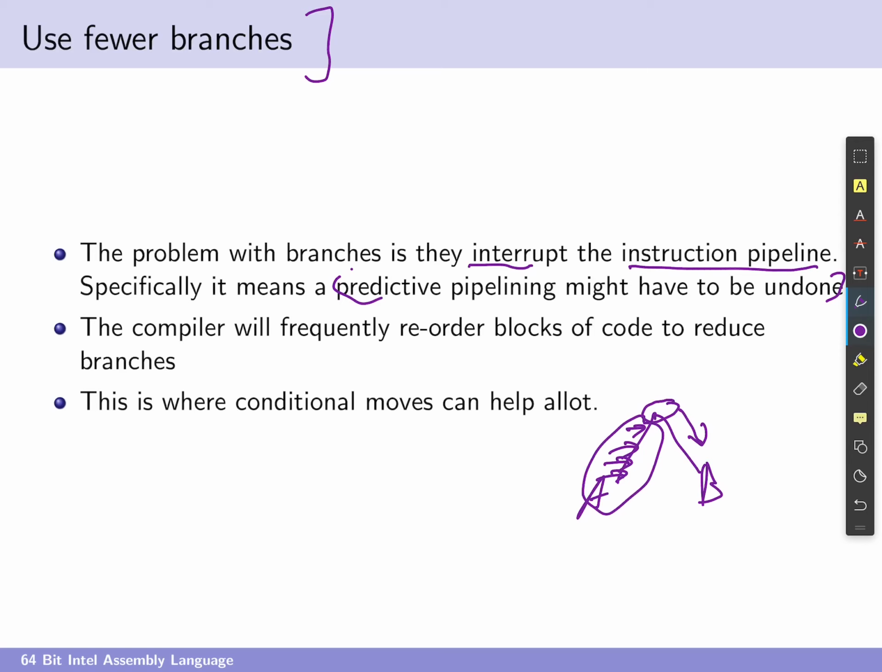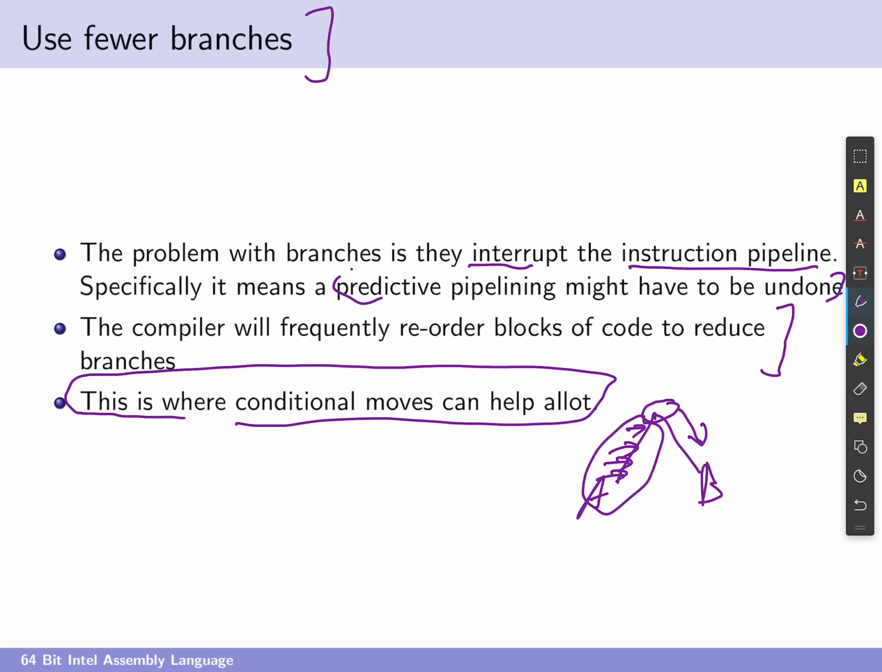Now the compiler will frequently reorder blocks of code to reduce branching, and it does this quite intelligently. In an assembler context, we have to do this ourselves, but it's good to understand why it's trying to do it, because avoiding this failed pipeline prediction has a very big effect on the actual speed of execution. And obviously this is where conditional moves can help a lot in an assembler context. In a high level context, you don't really have a conditional move type operation. You can hint to the compiler to do it with how you write your code, but it's not always clear that the compiler is going to listen to what you want it to do.